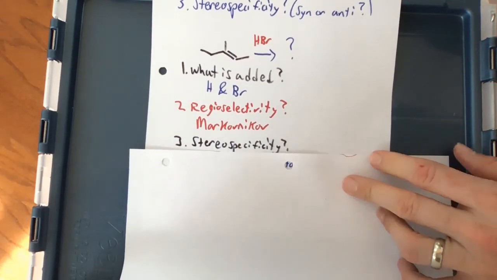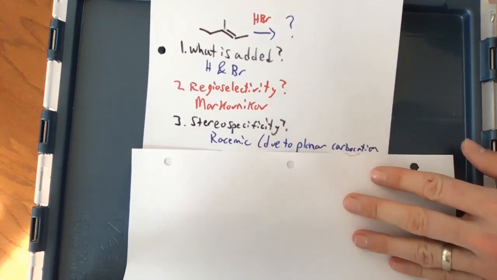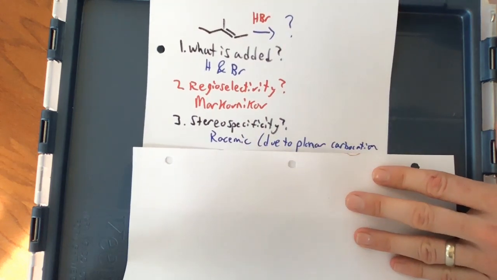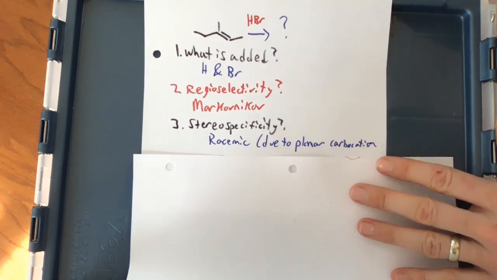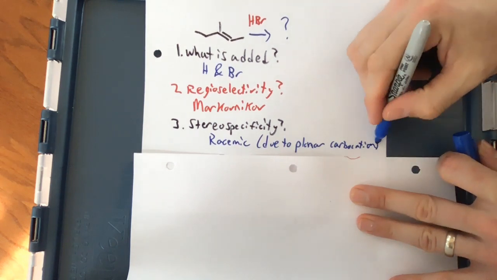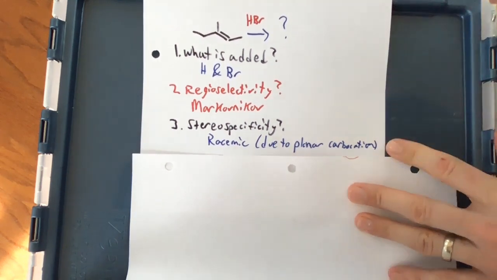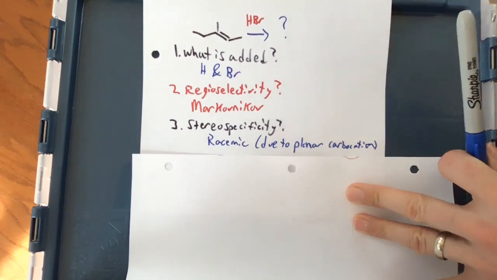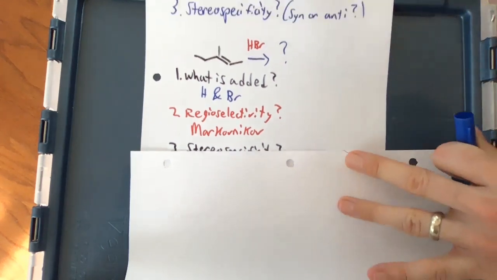And the answer there is no, because we make a racemic product due to the planar carbocation that is formed after protonation of the alkene group. So using these 3 things, we can know that the product of the reaction should look like this.